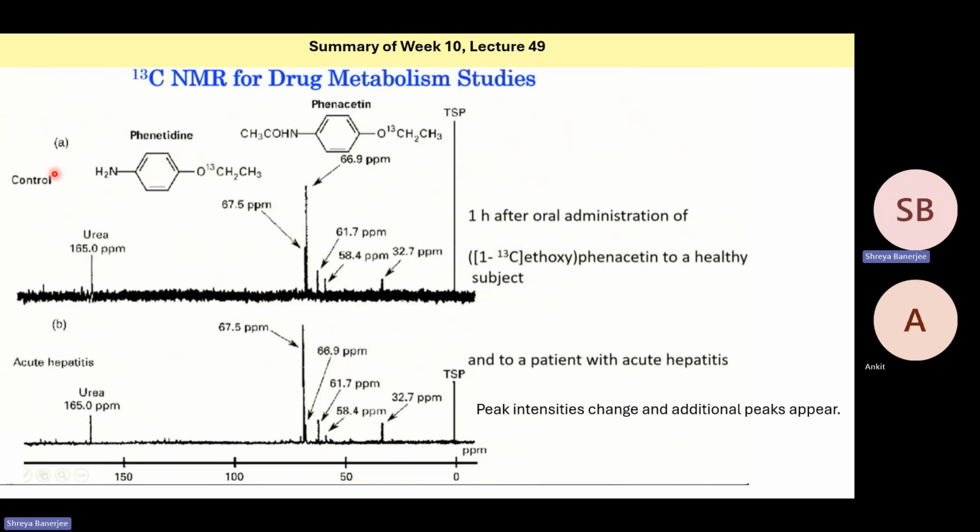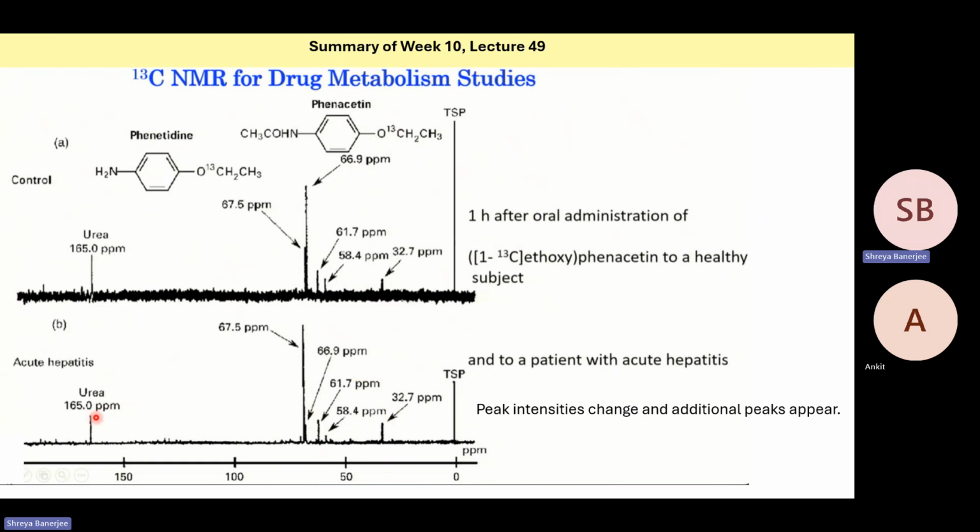The upper NMR that is there is that in a healthy patient, and the lower NMR is that in a patient with acute hepatitis. If a healthy patient is taking phenacetin, then you will see certain peaks. But if a patient with acute hepatitis is taking phenacetin, you will see that some additional peaks appear, like the 66.9 ppm.